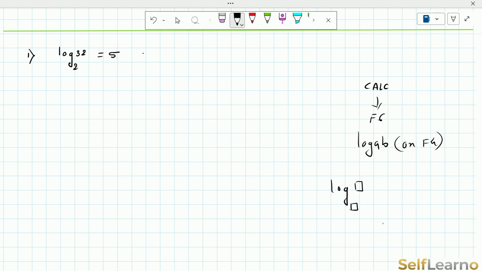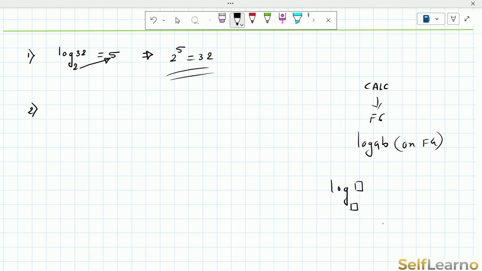Okay. So this is a logarithmic form. If I want to convert this logarithmic form into the exponential form, how can we convert this? 2 to the power 5 is 32. And that is also true. You can verify your answer with your calculator. Go ahead.